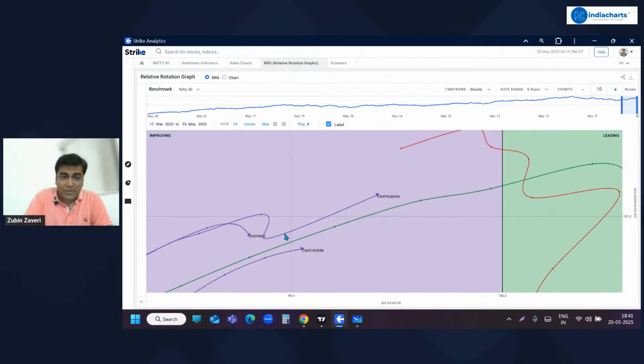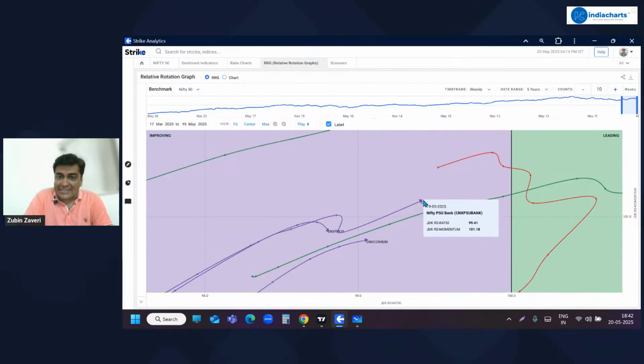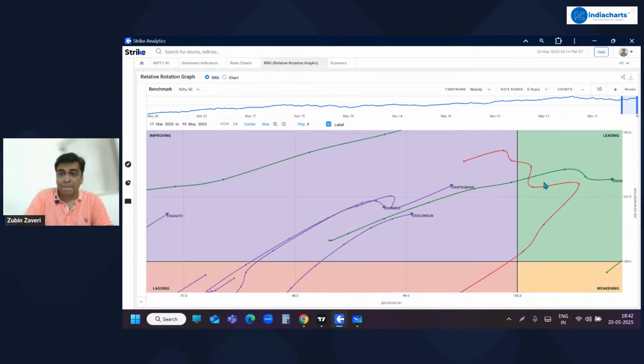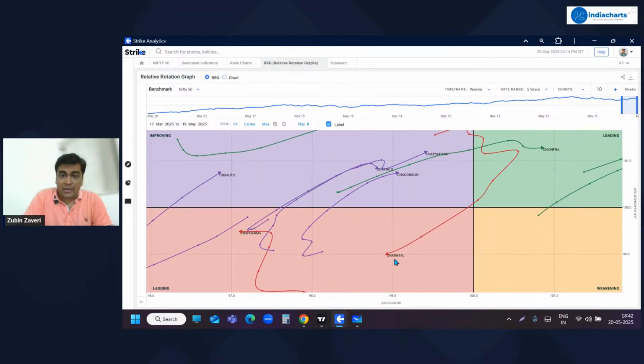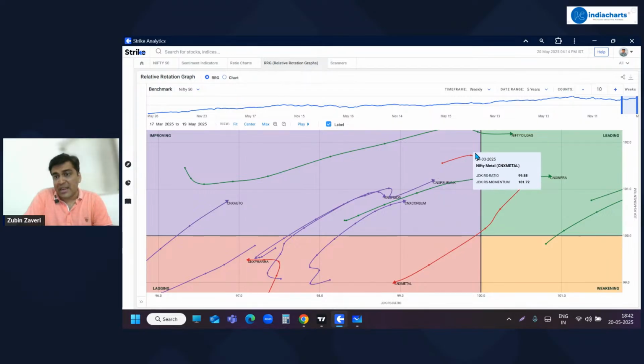PSU Bank. Look at this PSU Bank over here. It's headed towards the leading quadrant. So you can wait for a couple of weeks and see if PSU Bank is entering into the leading quadrant or not. Similarly, metal. Metal is something that entered into the leading, but the momentum was not so strong. It entered into the lagging quadrant once again. So metal is something that you can avoid.